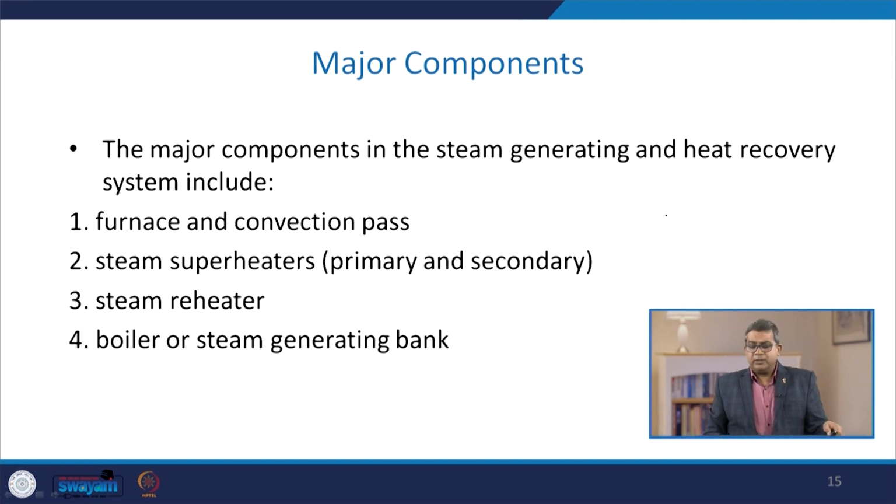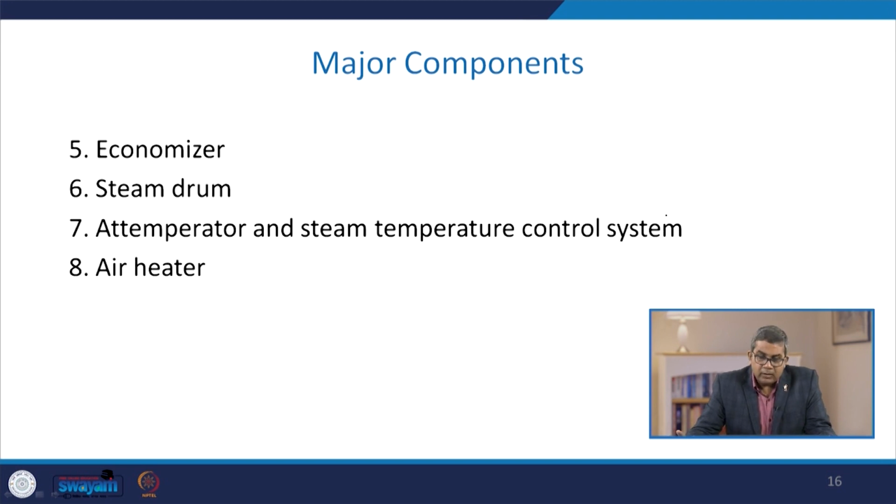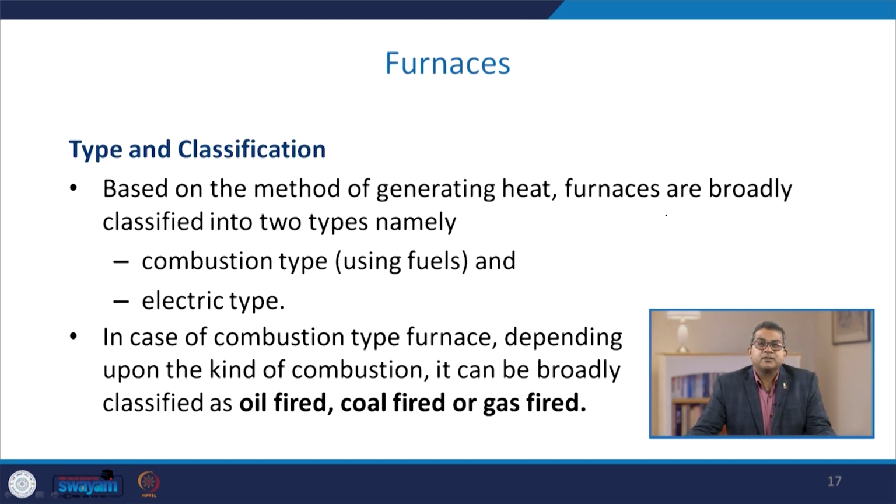Now let us talk about the major components. The major components in the steam generating and heat recovery system include the furnace and convection pass, steam superheaters, maybe primary and secondary, steam reheaters, boiler or steam generating banks, economizer, steam drums, steam temperature control system, and air heaters. Let's talk about the furnaces, because the furnace is the core of any boiler or steam generation unit.